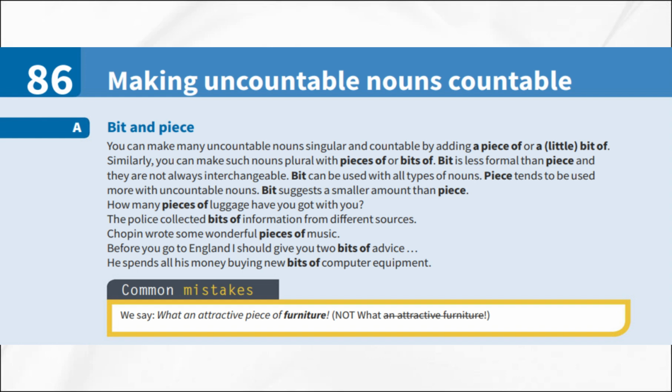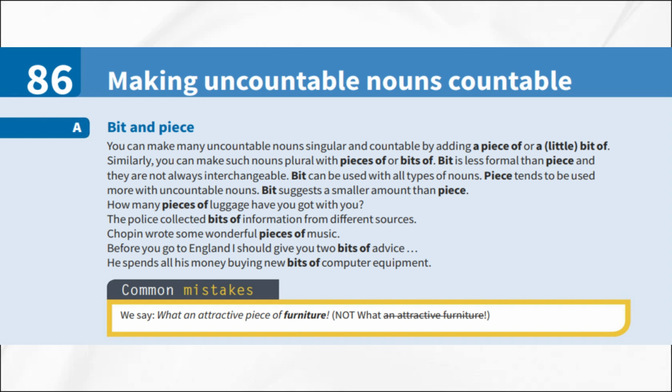Before you go to England, I should give you 2 bits of advice. Advice is uncountable, so we use bits to refer to individual pieces of advice. He spends all his money buying new bits of computer equipment. Equipment is uncountable, so we use bits to refer to individual items. Common mistake to avoid. Be careful with expressions like furniture, which is uncountable. We say, "What an attractive piece of furniture," not "What an attractive furniture."